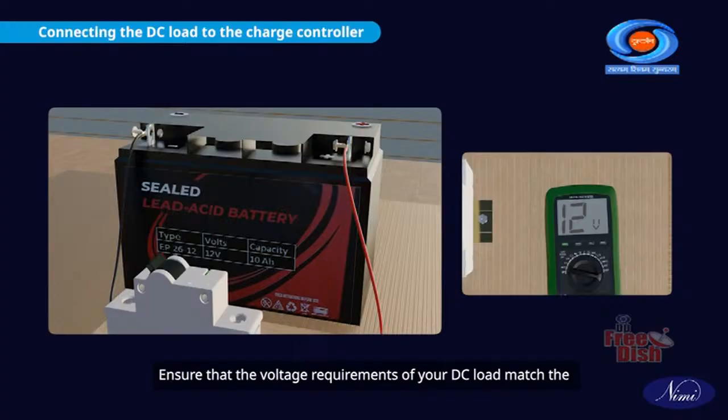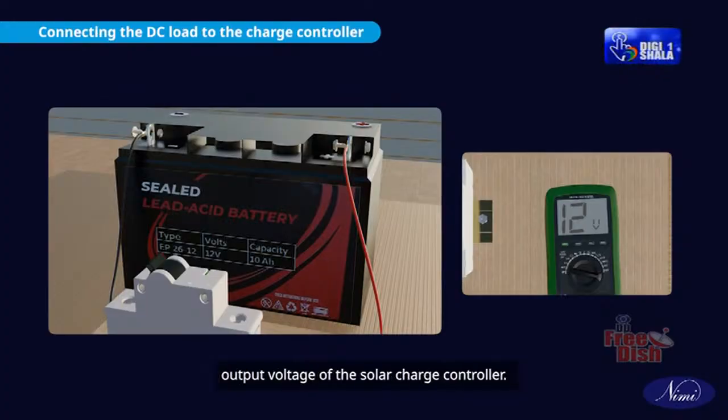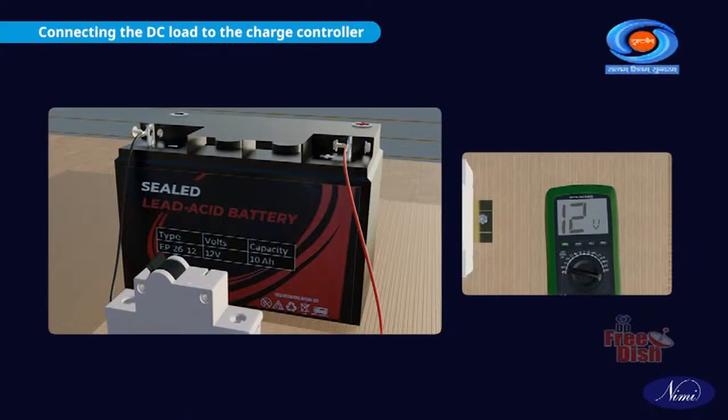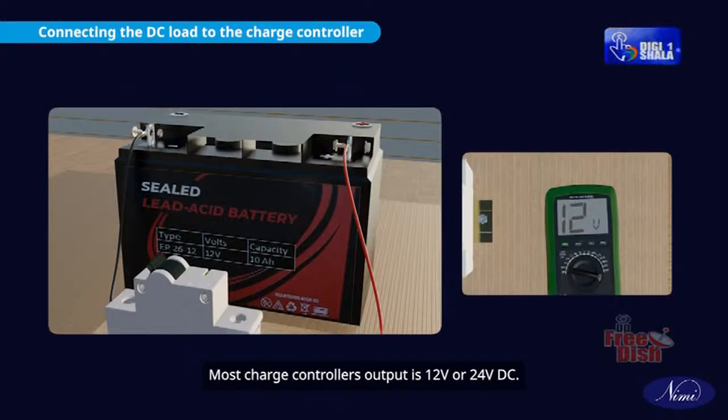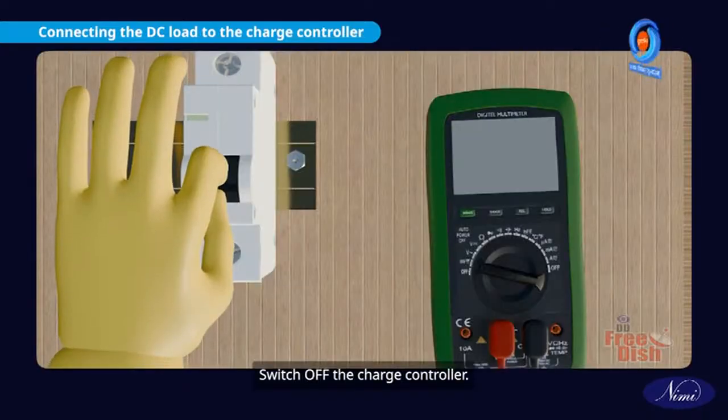Ensure that the voltage requirements of your DC load match the output voltage of the solar charge controller. Most charge controllers' output is 12 volts or 24 volts DC. Switch off the charge controller.